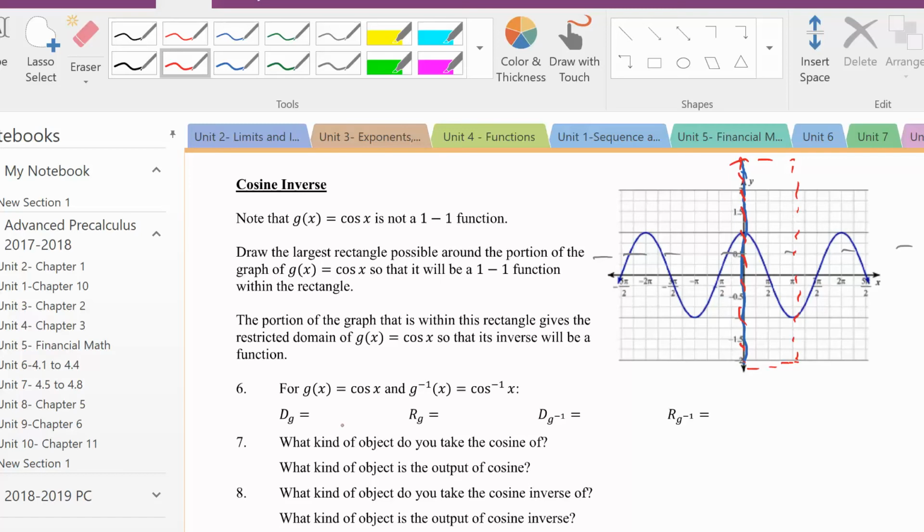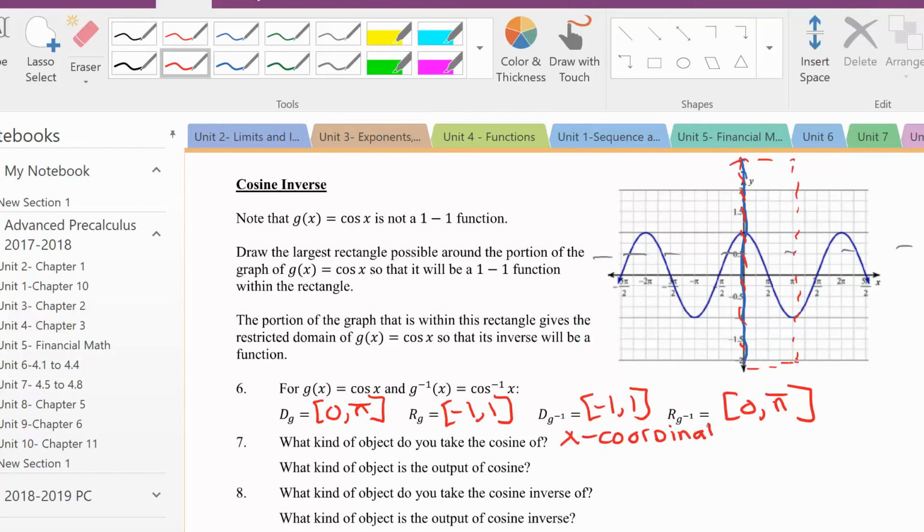So the domain for the cosine, in order for it to be 1-to-1, would be from 0 to pi. The range is still from -1 to 1. That means the domain of the inverse would be from -1 to 1, and the range of the inverse would be from 0 to pi. What kind of object do you take the cosine of? You take the cosine of the x-coordinate of the unit circle.